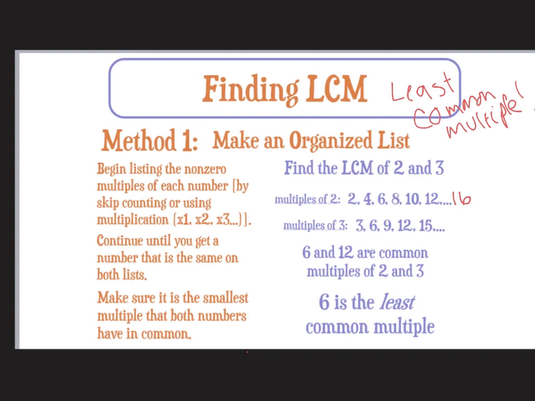So we'll take 3 times 1 and we get 3. 3 times 2 is 6. 3 times 3 is 9. 3 times 4 is 12. 3 times 5 is 15. If we did 3 times 6, what is that? That's 18. But we don't really need to go any farther, because we see we have a 6 in both lists and we have a 12 so far in both lists. But we are looking for the least common multiple, and the least common or smallest multiple is definitely 6.